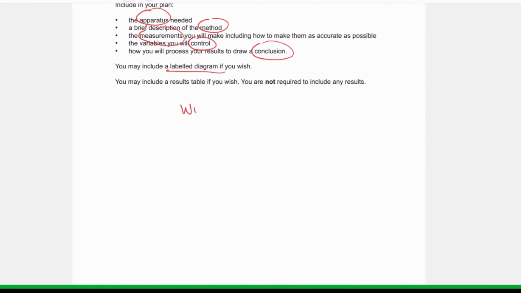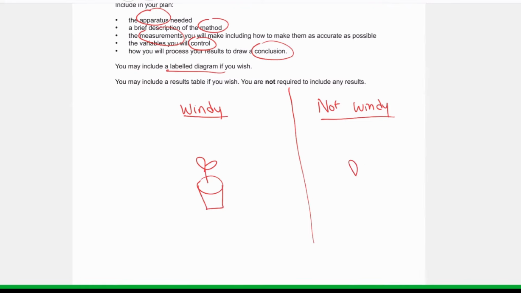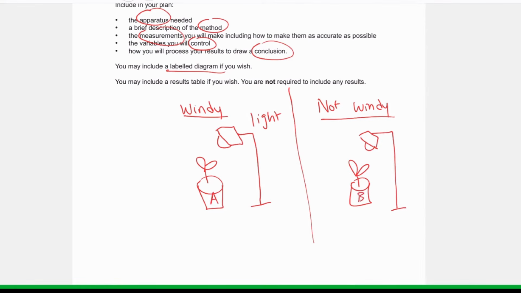In this case, we have two scenarios. We have a windy room, and we have a non-windy environment, so not windy. We're given a plant in a pot in both cases. And plants, of course, will require light to photosynthesize, so I'm going to draw the light in here, as well as my other diagram. And to help differentiate the two plants, we're going to label them plant A, plant B.